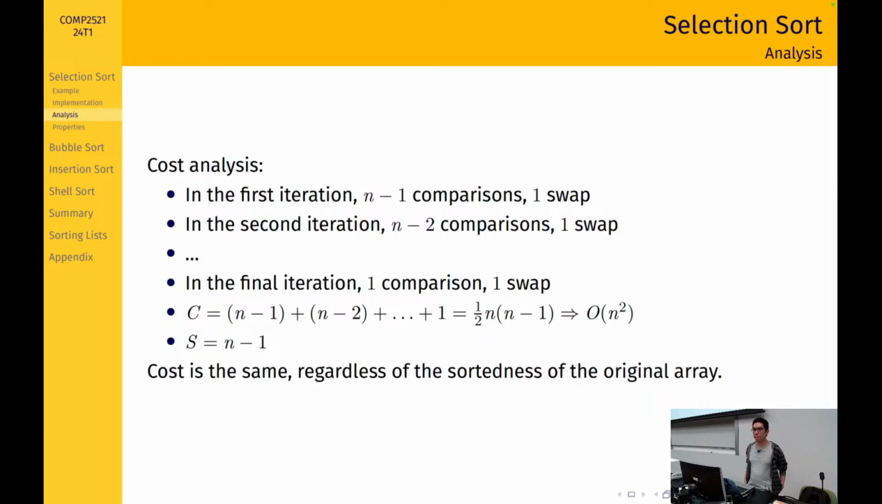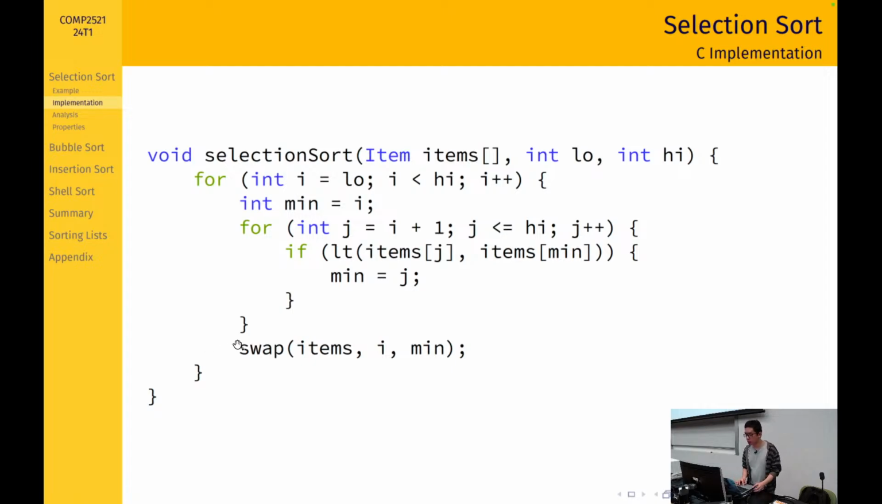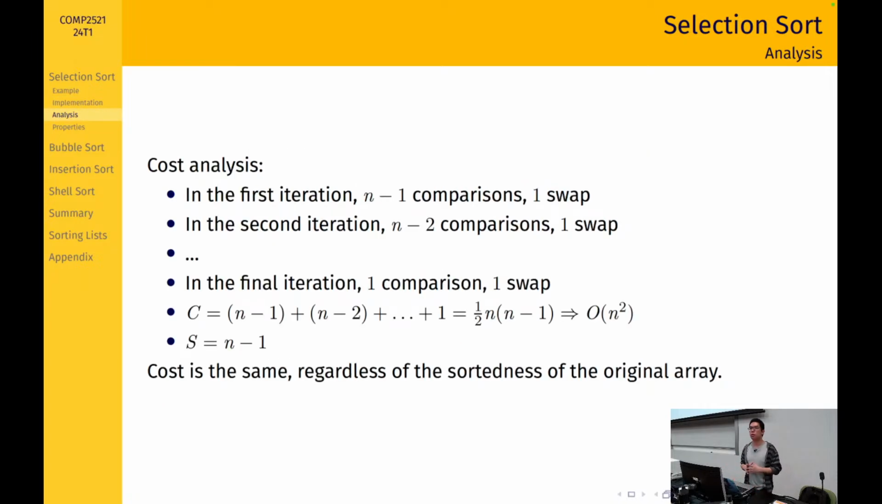How did you get from C to S? S is the number of swaps made. In selection sort, we make one swap at the end of each iteration. There are n-1 iterations, so that's n-1.